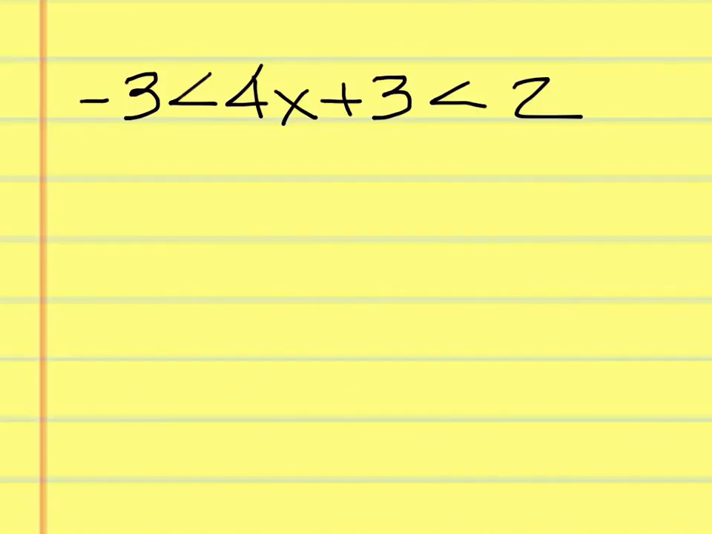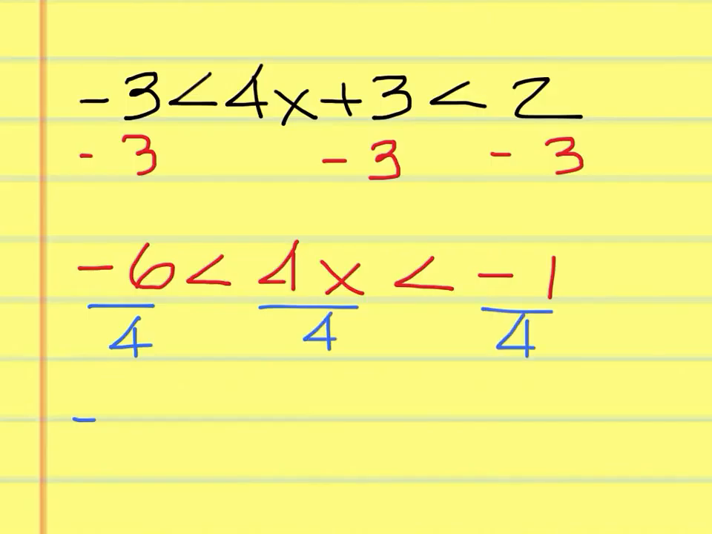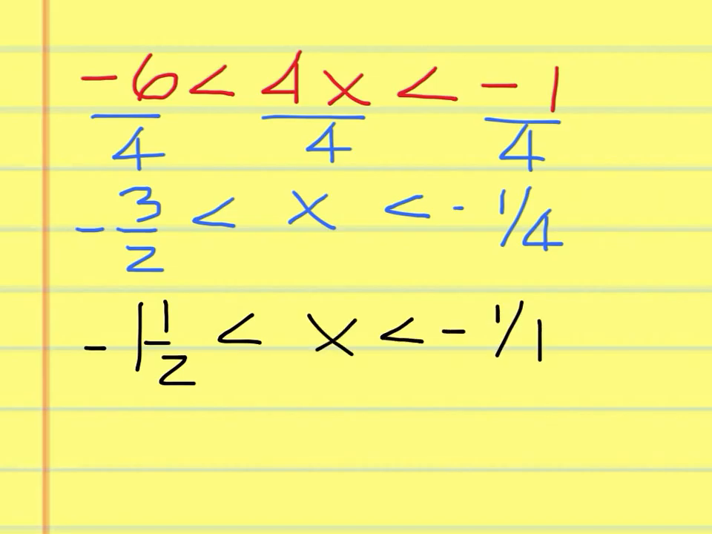Alright, for this one we're going to subtract 3 from everything to get a negative 6 less than 4x less than negative 1. And then divide everything by 4 to come up with a negative 3 over 2 less than x less than negative 1/4. Let's simplify the left-hand side to make it negative 1.5 less than x less than a negative 1/4.